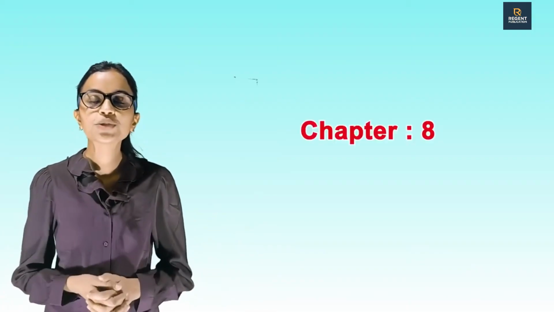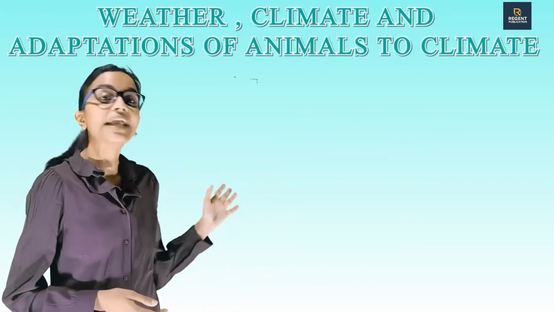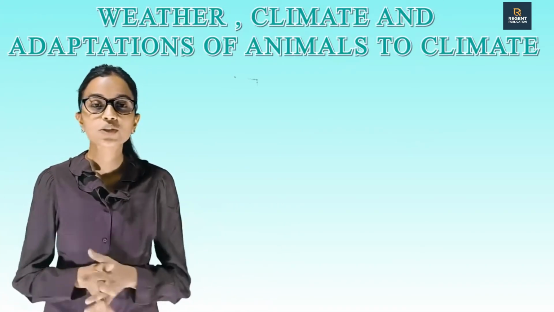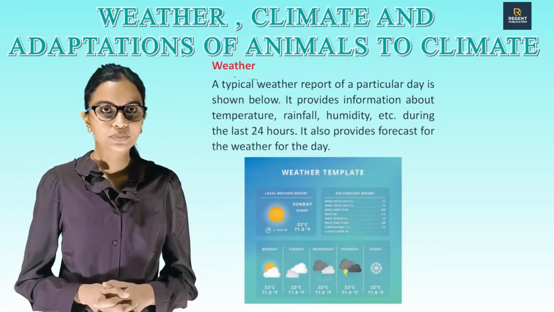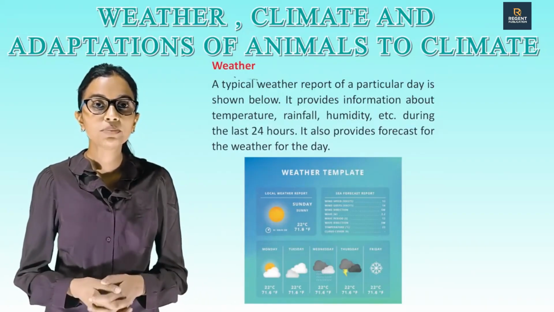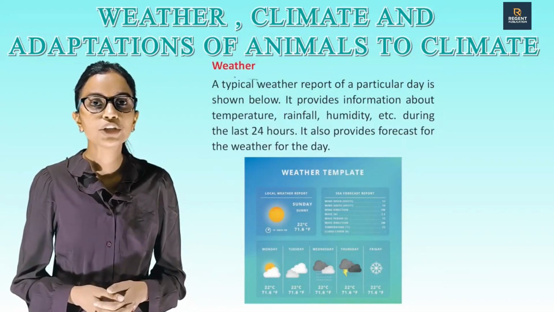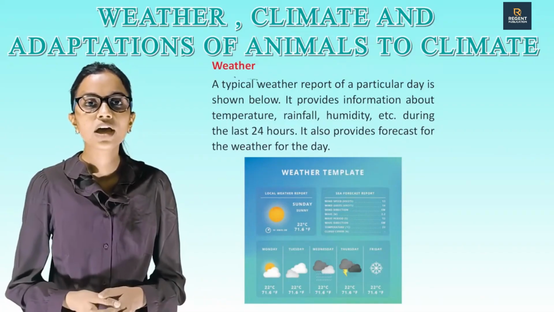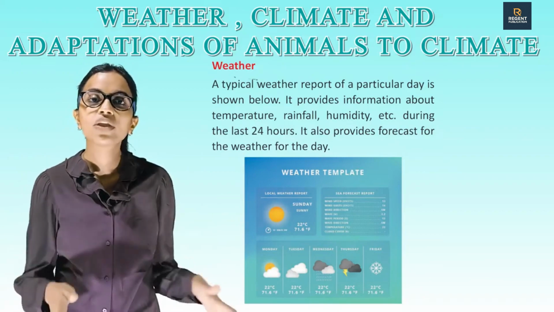Today I am here to start with chapter number 8 of class 7, that is Weather, Climate and Adaptations of Animals to Climate. So let's start with the weather. A typical weather report of a particular day is shown below. It provides information about temperature, rainfall, humidity, etc. during the last 24 hours. It also provides a forecast for the weather for the day.